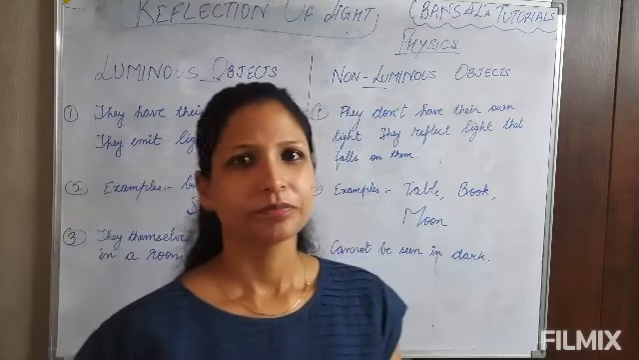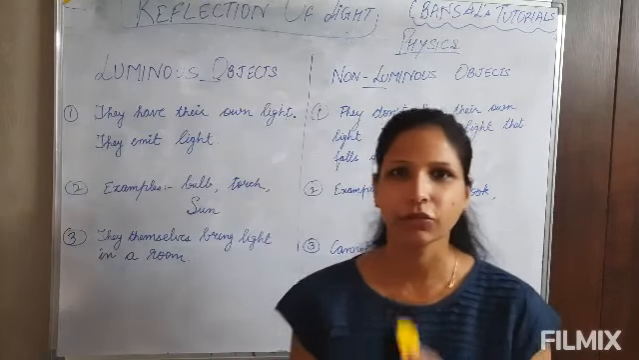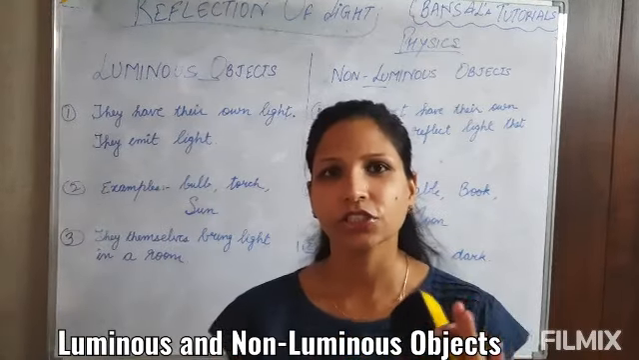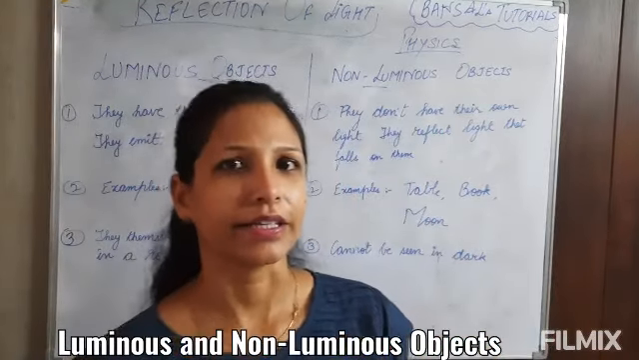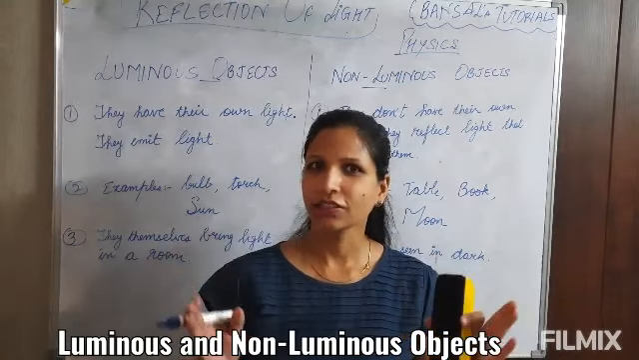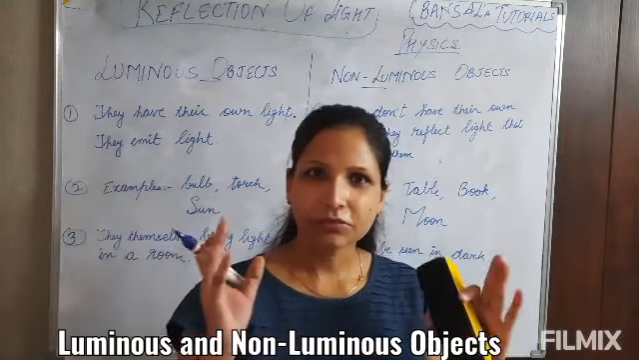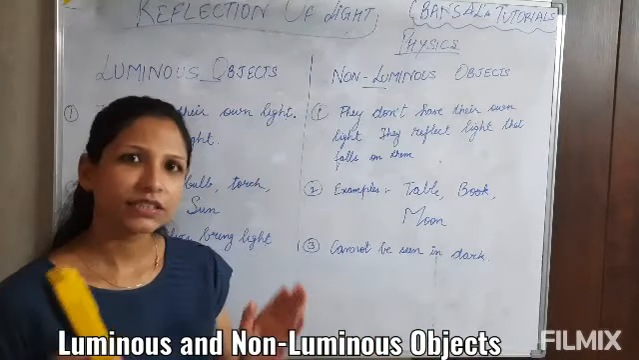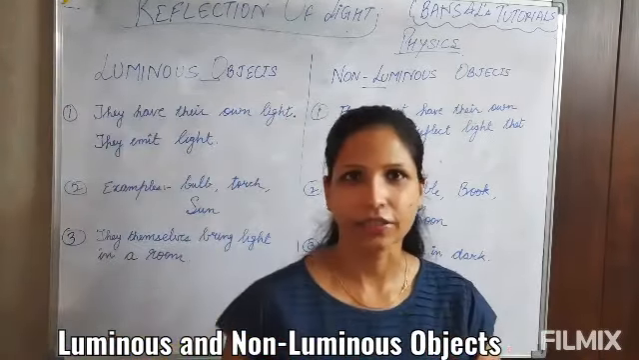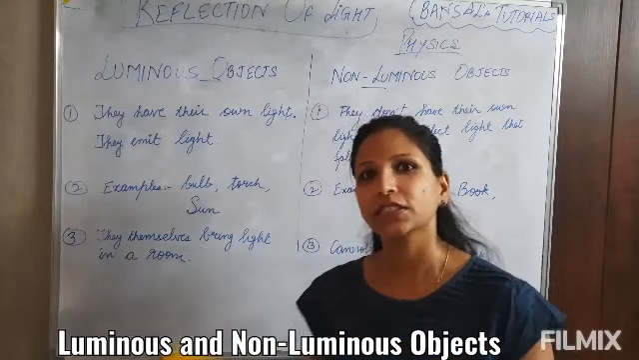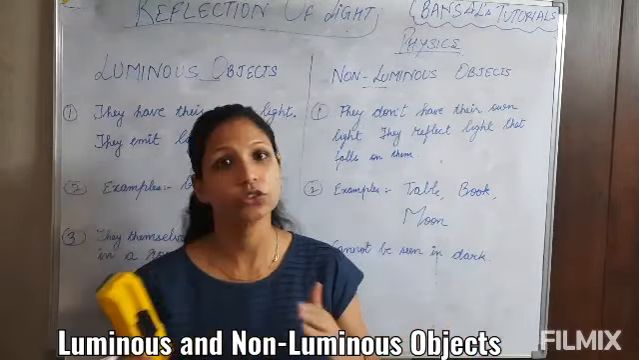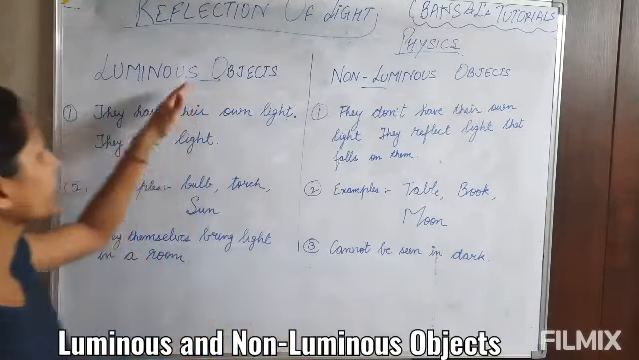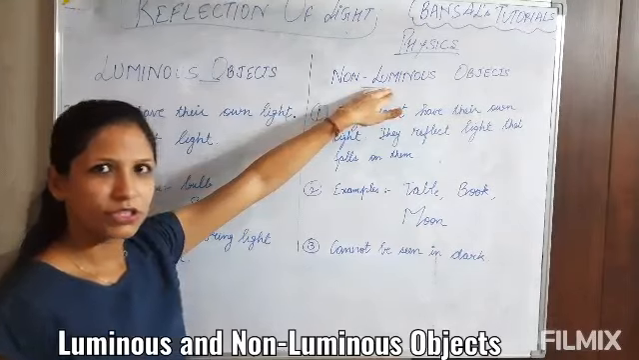So let's start. So what do you think? From where does the light come? Yes, there are sources of light, which are the objects that give out light. But not all objects give out light, right? Some objects cannot be seen in the dark. So depending upon this criteria, the objects that give out light and the objects that do not give out light or do not have their own light, we have two types of objects: luminous objects and non-luminous objects.